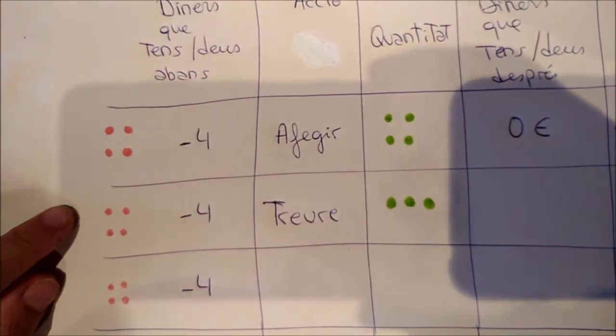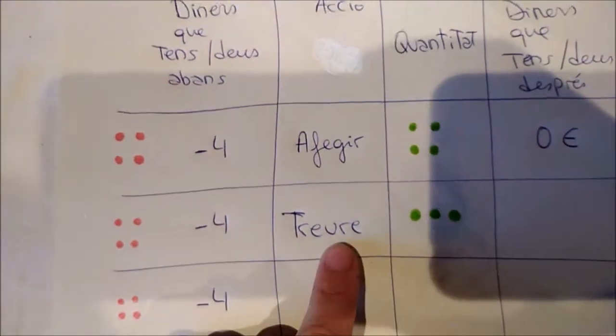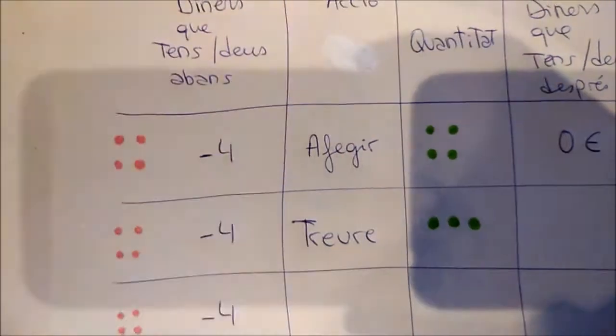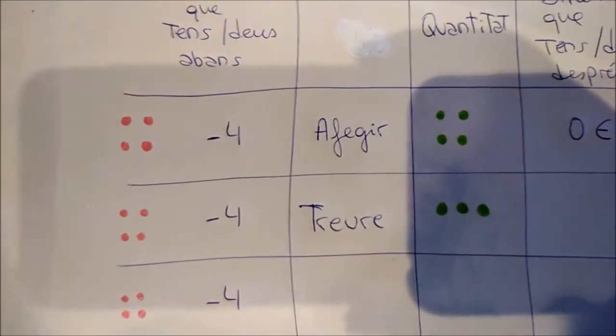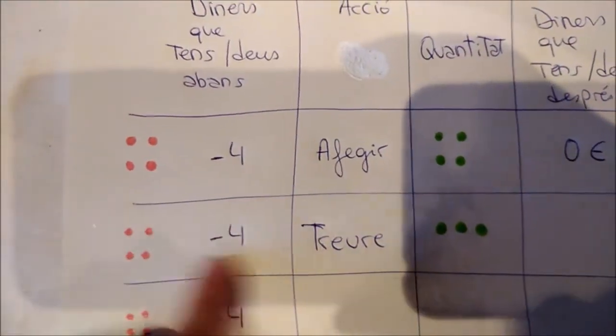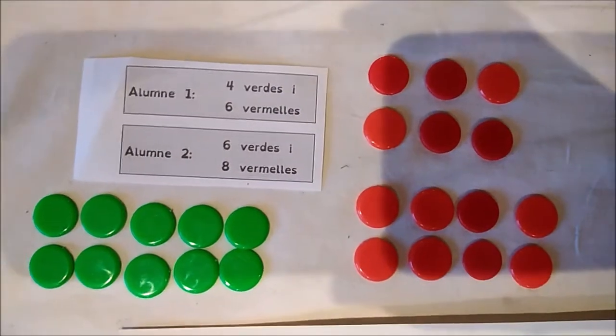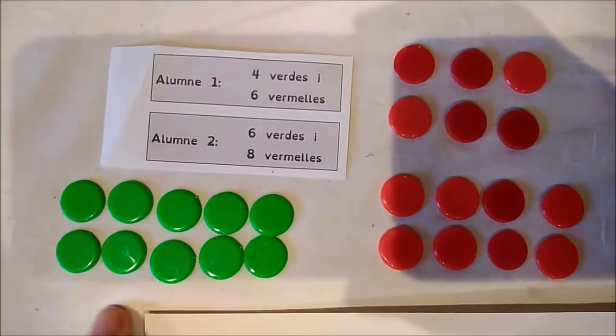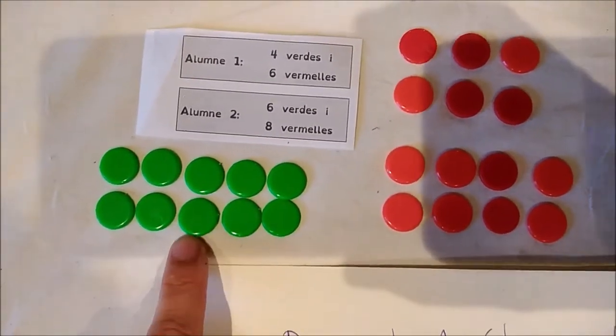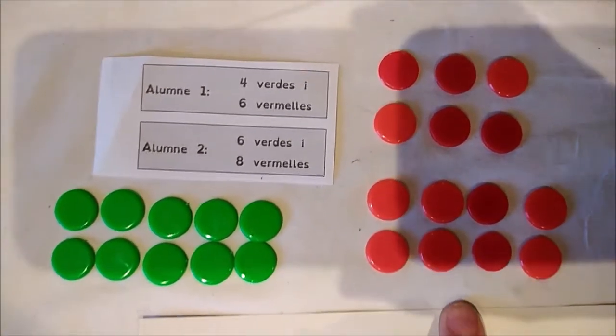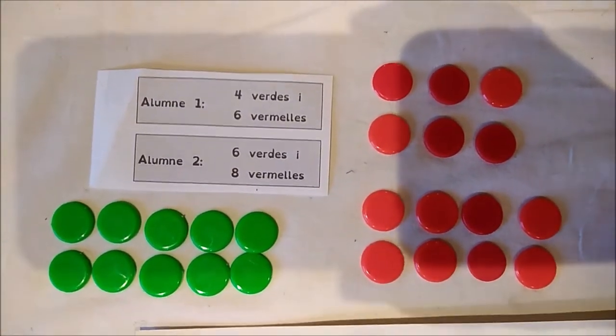For next instruction, we need to remove 3 green ones. So we cannot put the simplified beginning. We have to go back to our beginning, in which we had 10 greens and 14 reds.